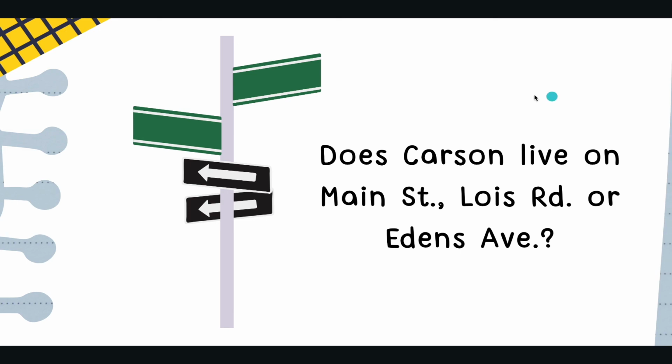Okay, ready? Did you read it? Here we go. Does Carson live on Main Street, Lois Road, or Eden's Avenue? You did a great job reading that paragraph.